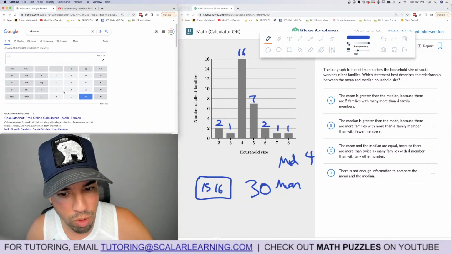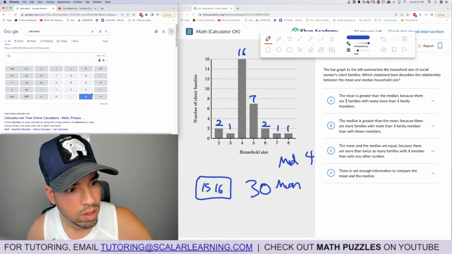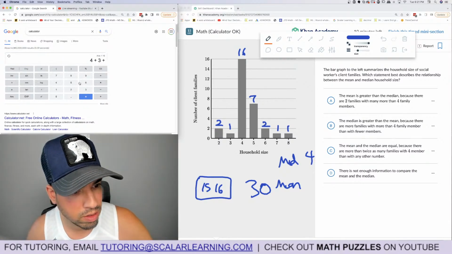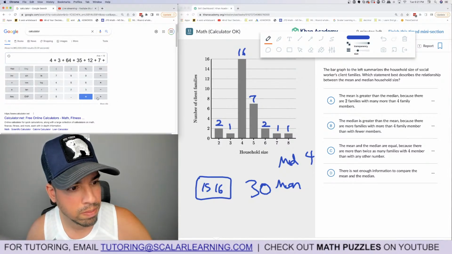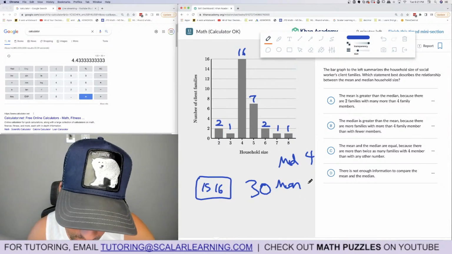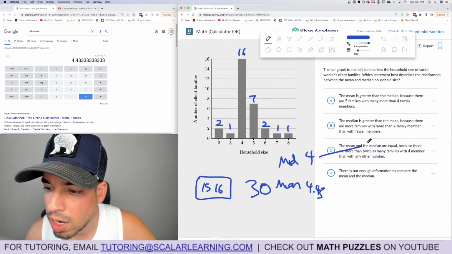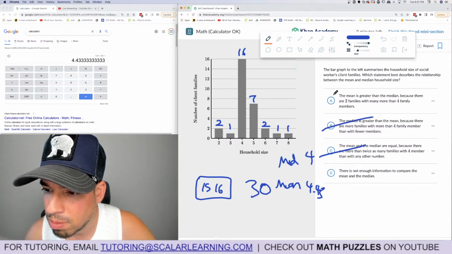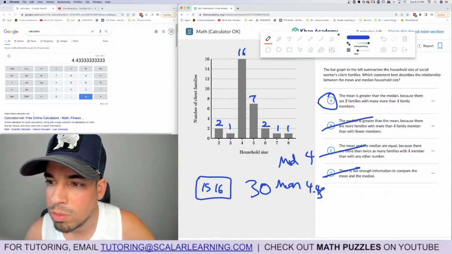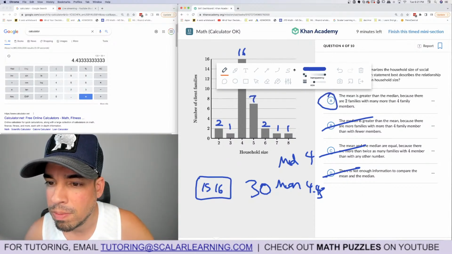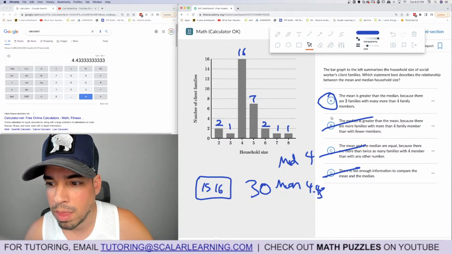So 2 times 2 is 4, plus 1 times 3 is 3, plus 4 times 16 is 64, plus 5 times 7, 35, plus 12, plus 7, plus 8. And then again, we divide by 30, and we get a mean of 4.43. So they're not equal. Median is not greater. The mean is greater. Just make sure they said this is everything, right? Yeah. So it's A for sure. All right, boom.